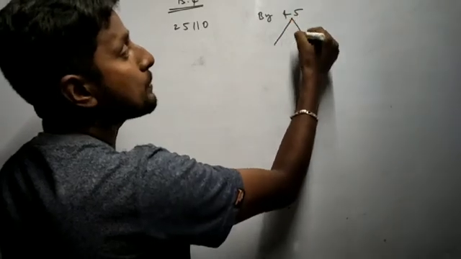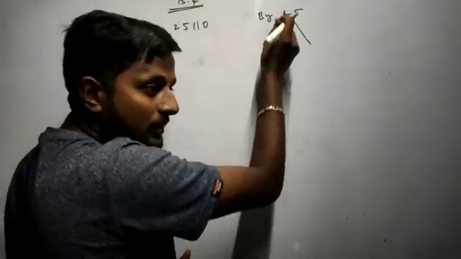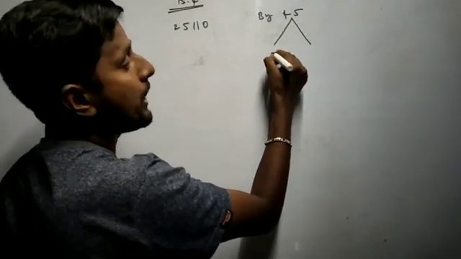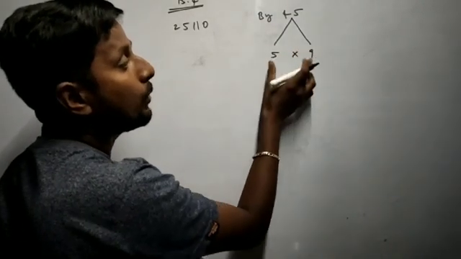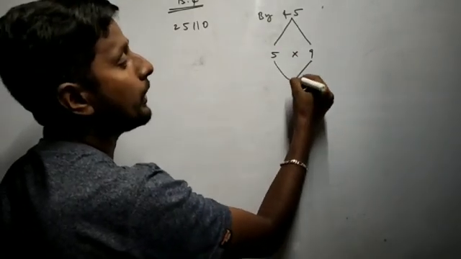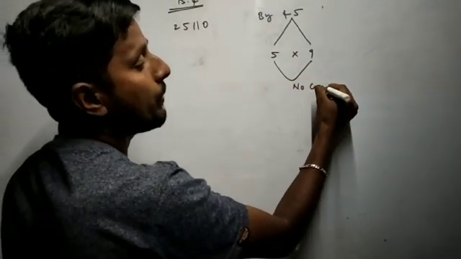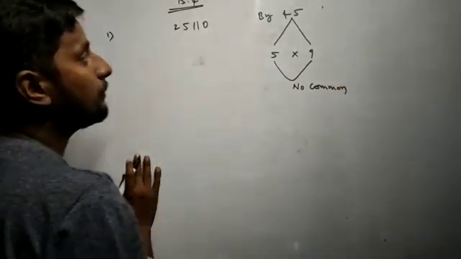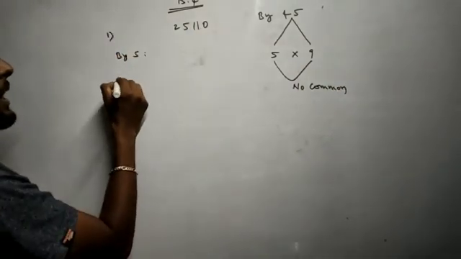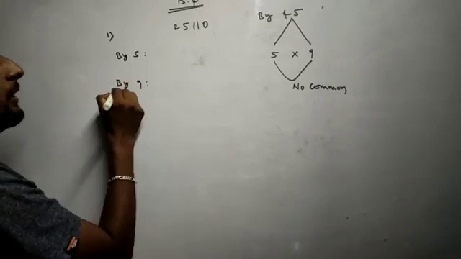So 45 is a large number, so better to separate into two different numbers. Product of two different numbers, 5 and 9. Okay. And look at 5 and 9, they have no common factors. No common factor between 5 and 9. Correct? Now I am going to check by 5 once, and another time I will check by 9.